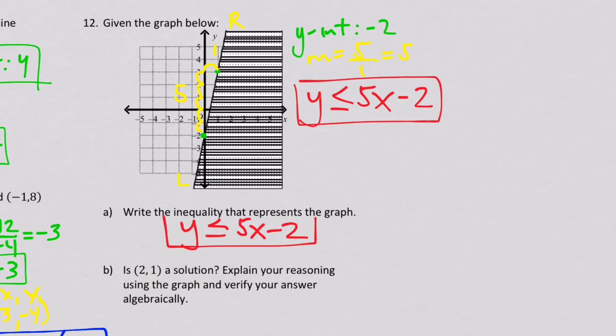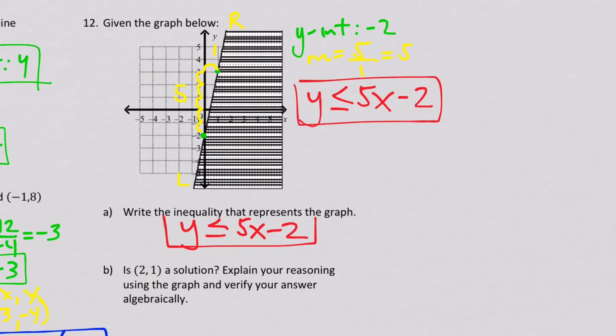So I can do it 2 ways. I can either use the graph and just plot the point and see where it lands. If it's in the shaded part, anything in this shaded part is a solution. In fact, because this line is solid, the line also counts. If it happens to fall where it's not shaded, this would not be a solution. So let's take that first.